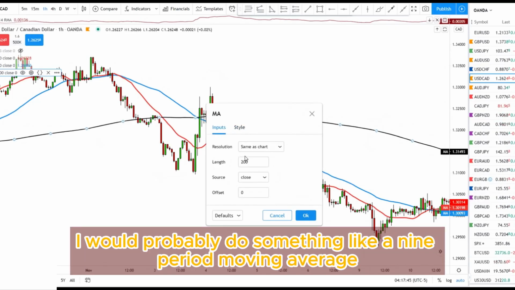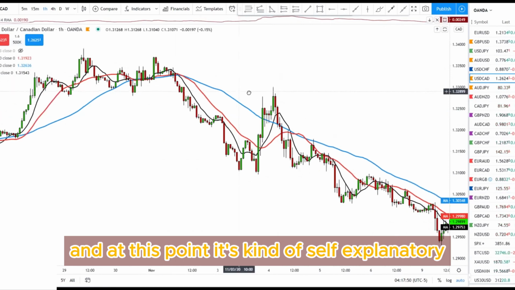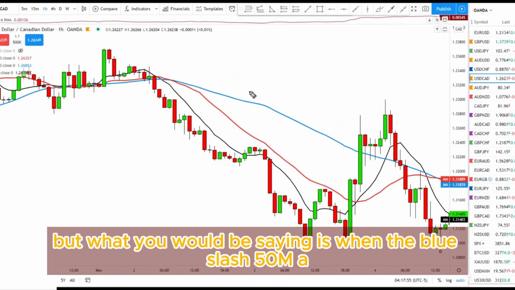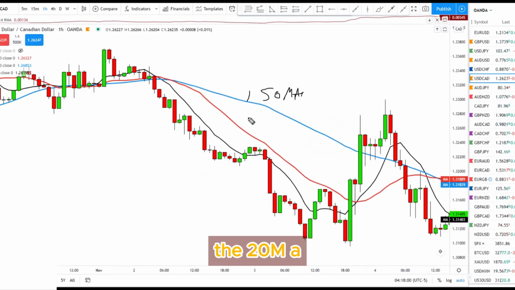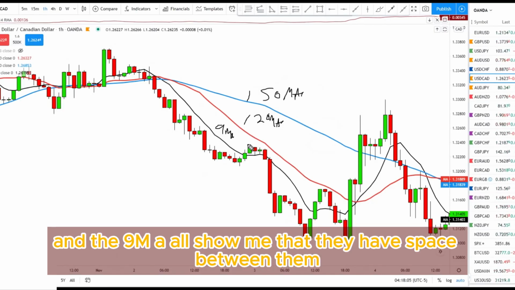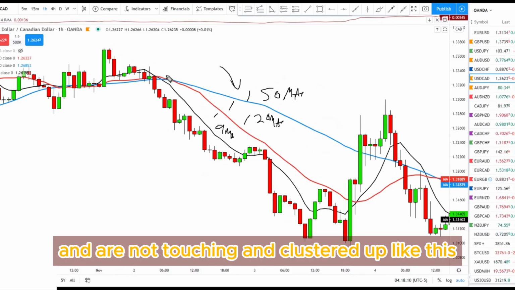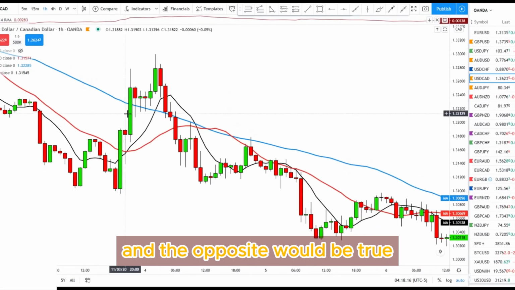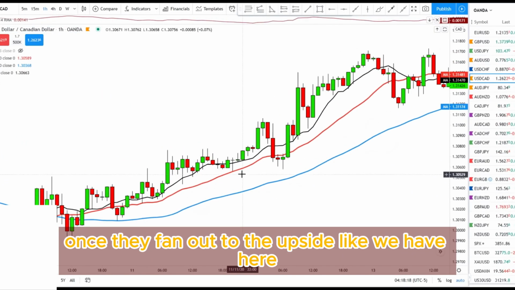So in this case, I would probably do something like a 9-period moving average. And at this point, it's kind of self-explanatory, but what you would be saying is when the blue/50 MA, the 20 MA, and the 9 MA all show me that they have space between them and are pointing to the downside and are not touching and clustered up like this, then I'm looking for short trades. And the opposite would be true once they fan out to the upside like we have here.